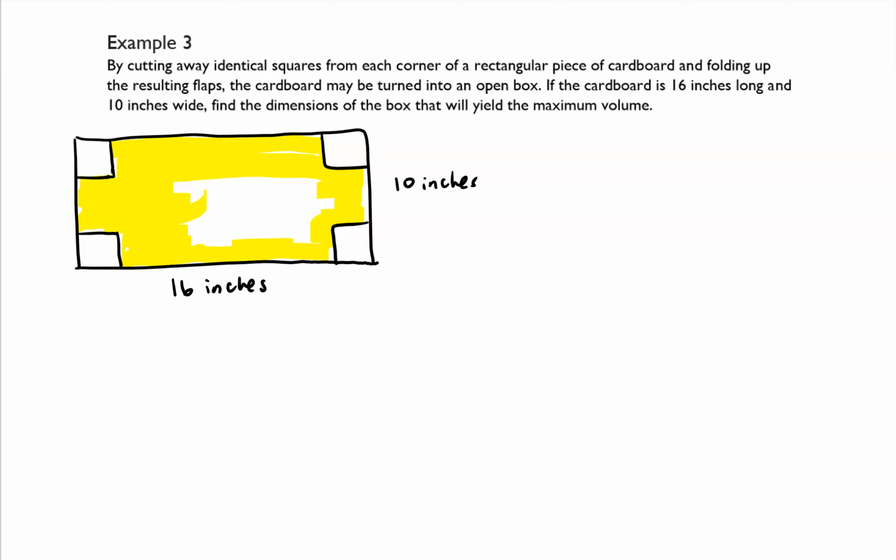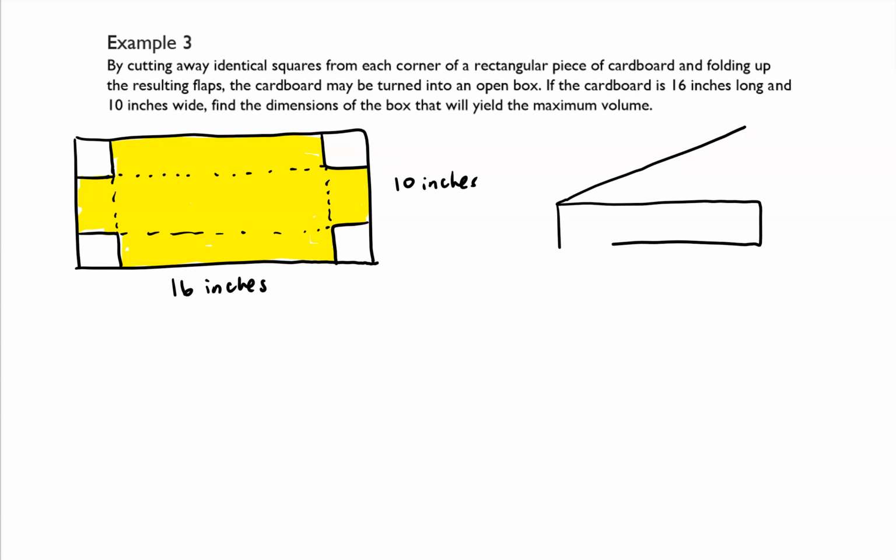So the leftover shape is this yellow colored shape here, and that represents the cardboard that we have left. And then if we folded all those sides up, then we'd have an open box, and it would look something like that.